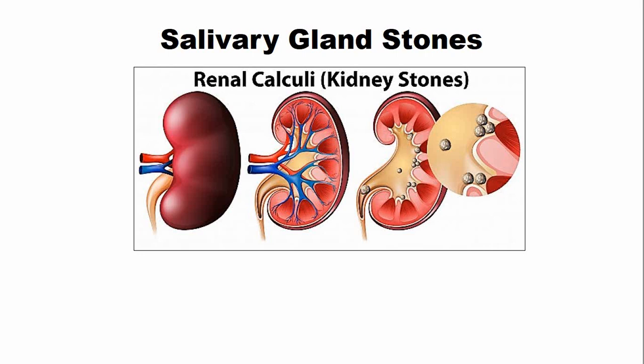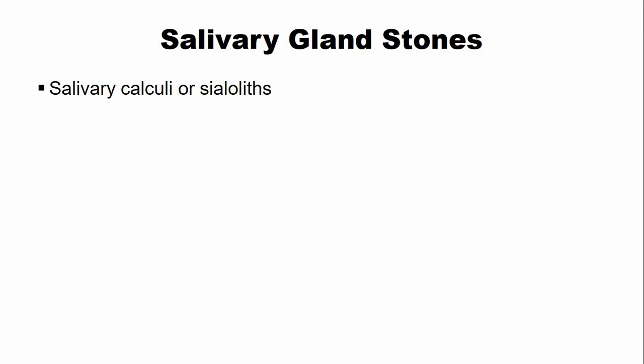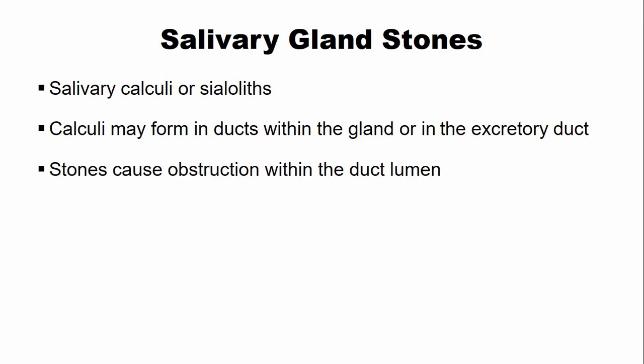Stone formation occurs in numerous organs of the body, like kidney and gallbladder stones. Similarly, stone formation also occurs within the salivary gland, and salivary stones are also known as salivary calculi or sialoliths. Stones may form either within the ducts, the intercalated ducts for example, or the striated ducts, or in the excretory duct. Mostly, salivary gland stones form in the excretory duct. These stones cause obstruction within the ductal lumen, and as a result, obstruction in the flow of the saliva.